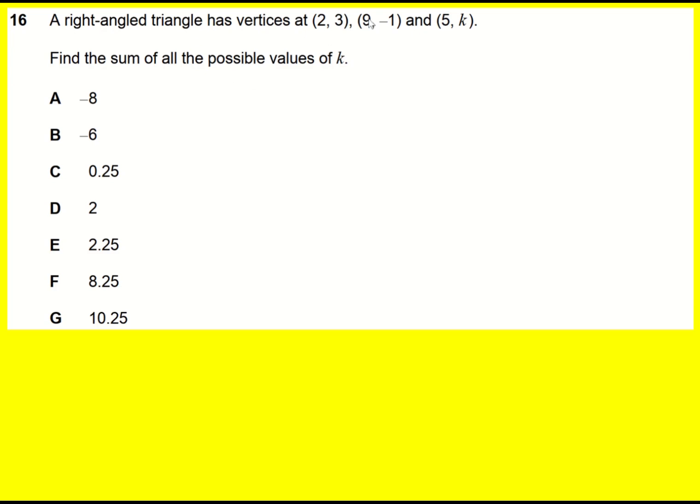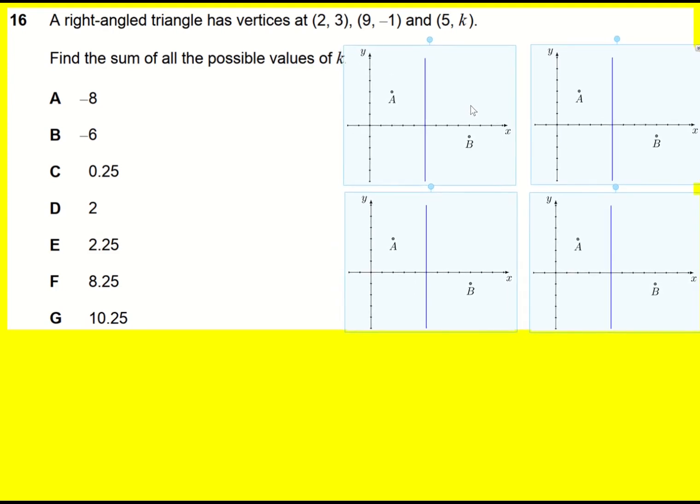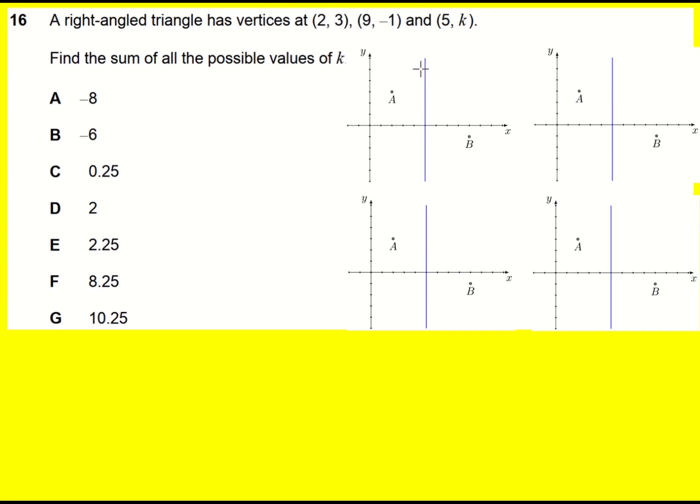A right angle triangle has these vertices. Find the sum of all the possible values of k. So I think a good shout is to try and visualize these different right angle triangles, where the right angles could occur.